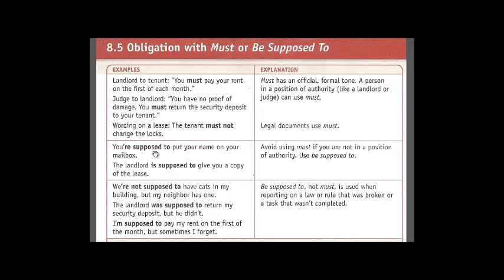Alright, next phrases. You're supposed to put your name on your mailbox. The landlord is supposed to give you a copy of the lease. Avoid using must if you are not in a position of authority. Use be supposed to. Okay, if you're not the landlord, then you can say you're supposed to put your name on your mailbox. Or are you supposed to pay the rent? Because let's suppose you're not the landlord, you're a friend, so you're supposed to.